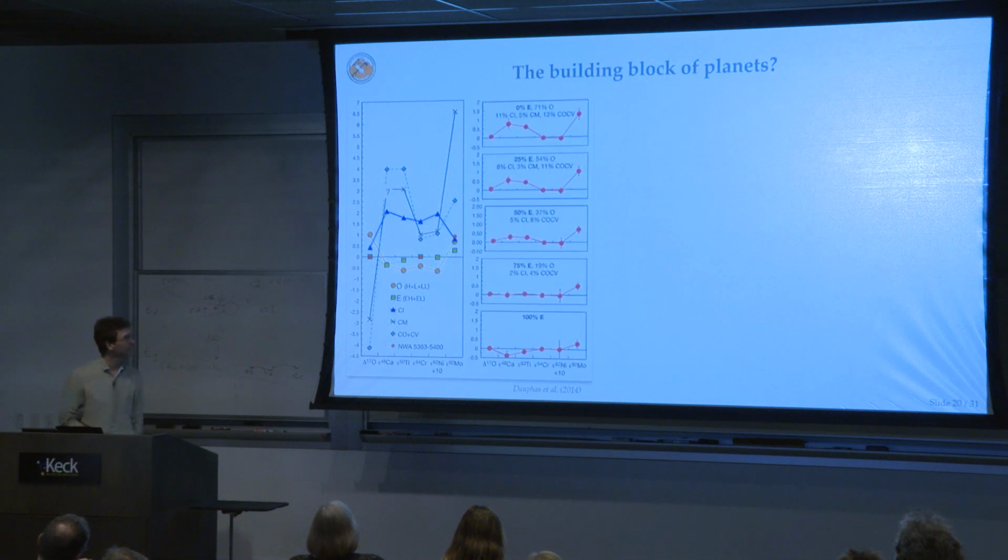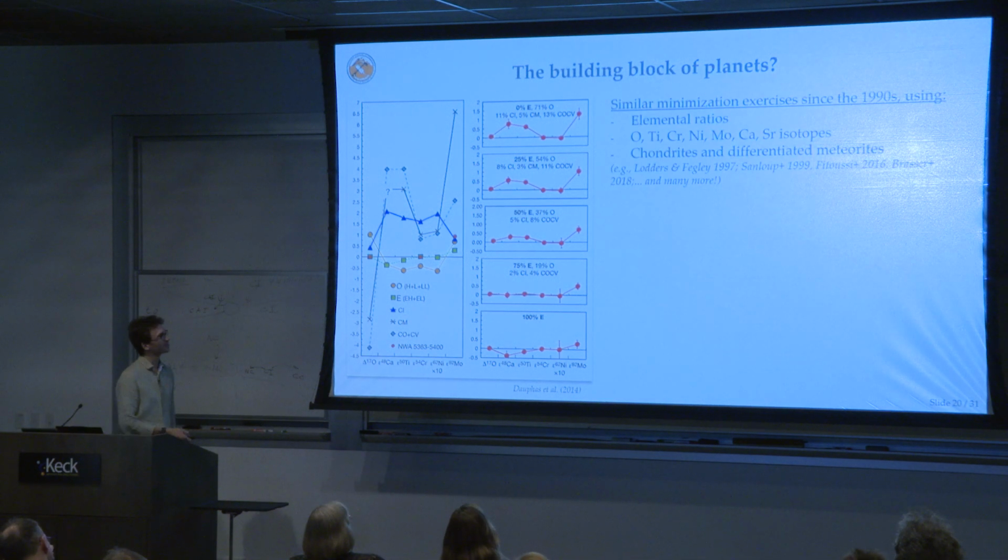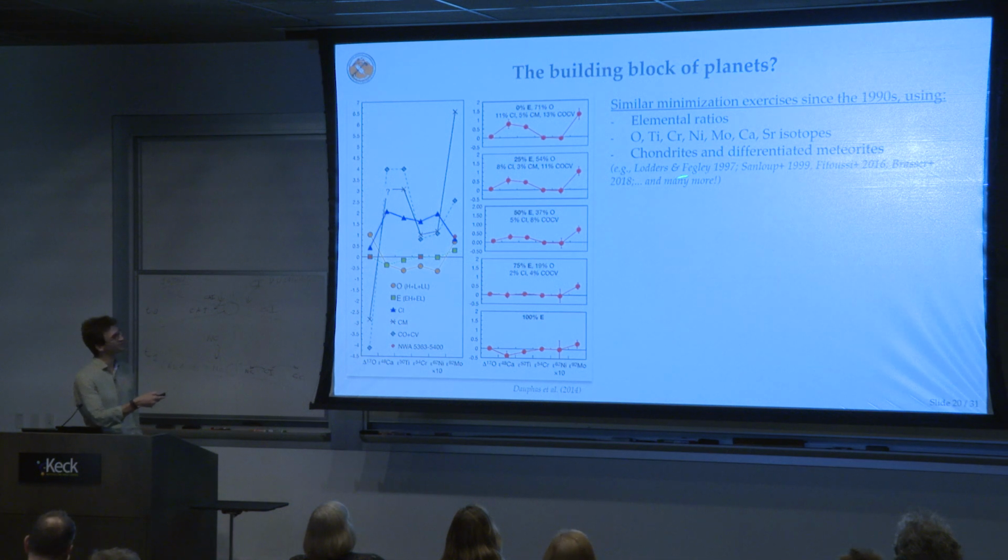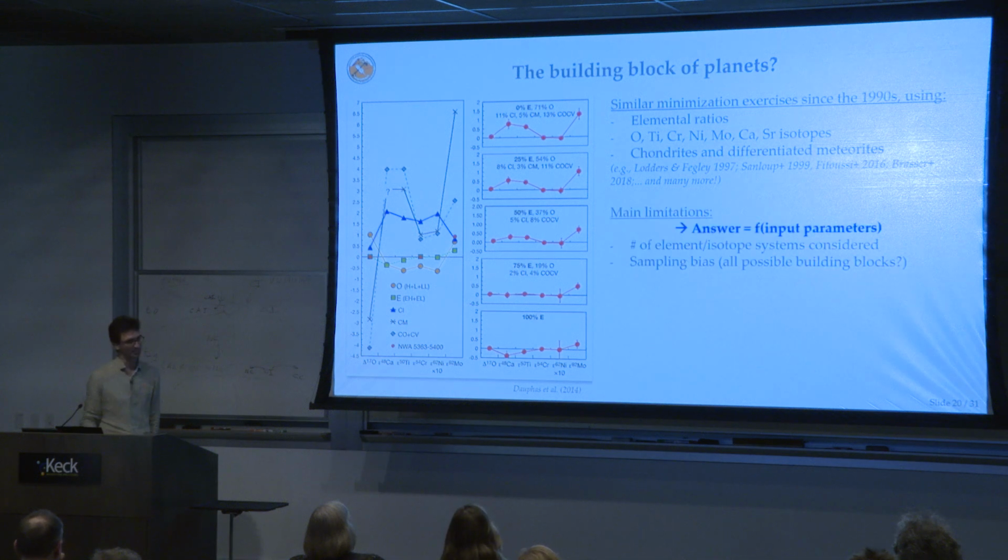If you play the game of what can I mix together to get the composition of the Earth, unsurprisingly, the best fit is the one that uses a lot of enstatite because it's already very close to the composition of the Earth. This is a game that has been played for decades. People played that game with elemental ratios. Now they're playing it with isotopic compositions. You can play it using chondrites or achondrites. I didn't list everyone here, but there are many, many, many papers doing this.